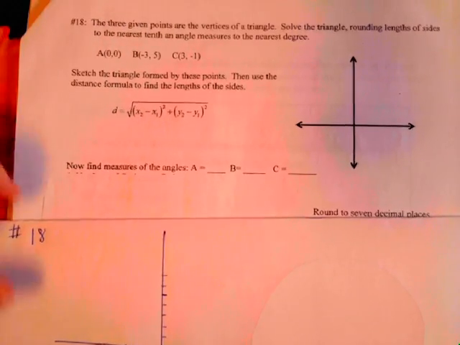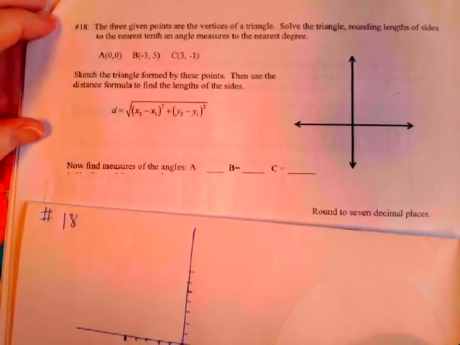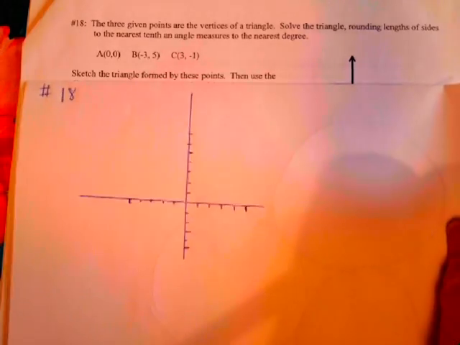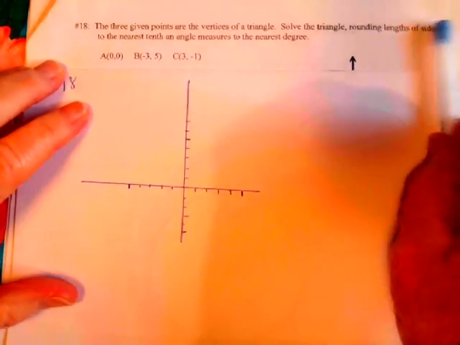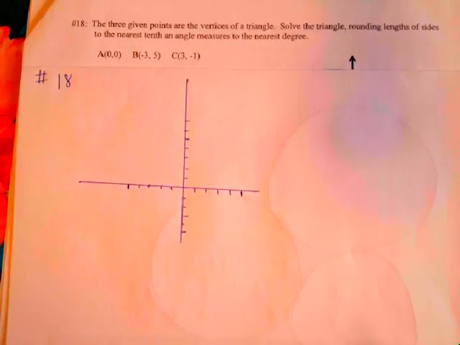We're on handout 4.2, problem number 18. They've given us 3 points. These 3 points are the vertices of a triangle. First thing we need to do is sketch these in this coordinate axis so we can see what our triangle looks like.